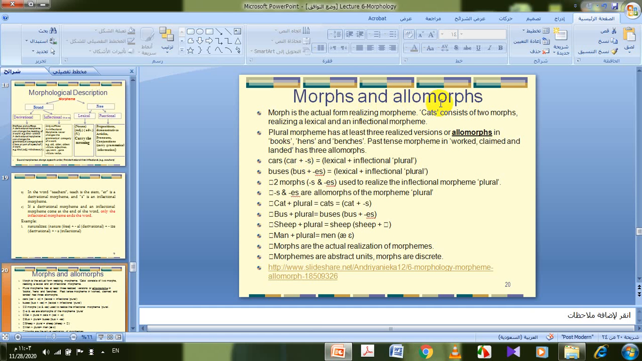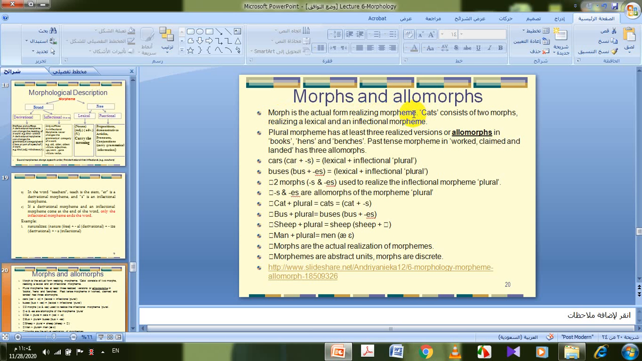Morphs and allomorphs. Good. A morph is the actual form realizing a morpheme. Realizing a morpheme is the actual realization. Why? Because a morpheme is abstract, and once we say it, it becomes a morph. This is the difference between a morph and a morpheme. A morpheme is abstract. It is in the mind, right? So a morph is the actual form realizing a morpheme.